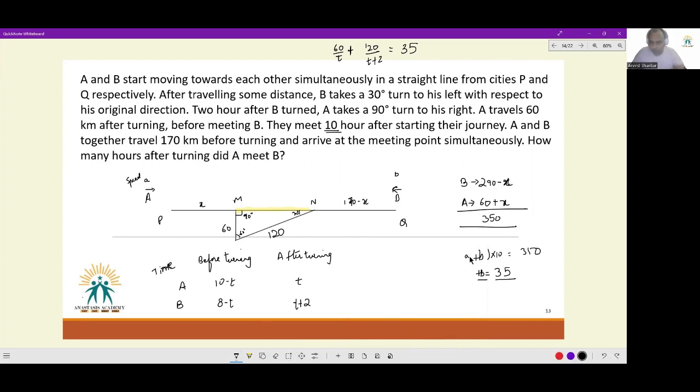And keep this down. A plus B is 35. This is now a beautiful equation in t. Solving it would be nice. First, let me get rid of 5s. This will turn 7. This will turn 24.